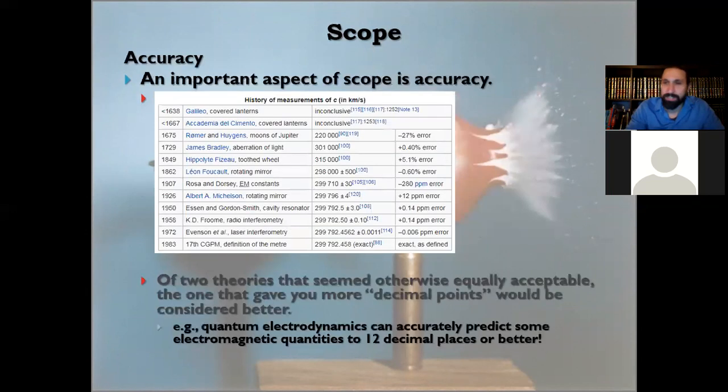Another way to understand scope is, let's say, accuracy. What I have here is not really a theory, it's more of a kind of study, but a theory which is more accurate, which gives more accurate predictions, is also a function of scope.